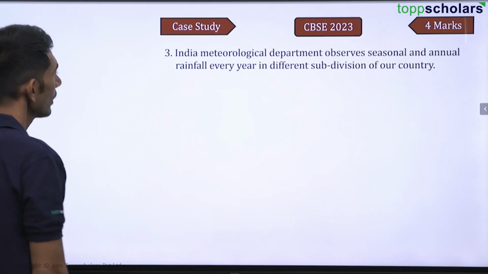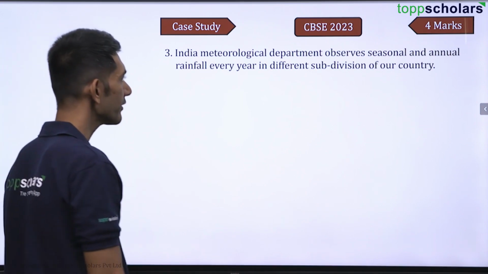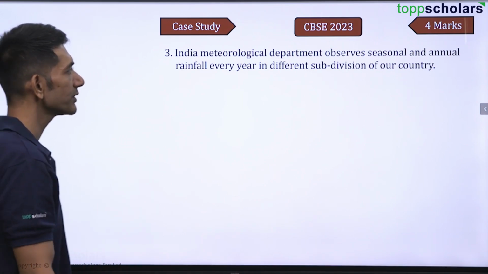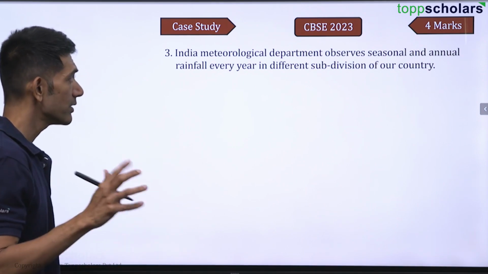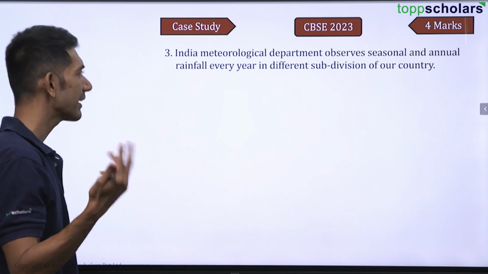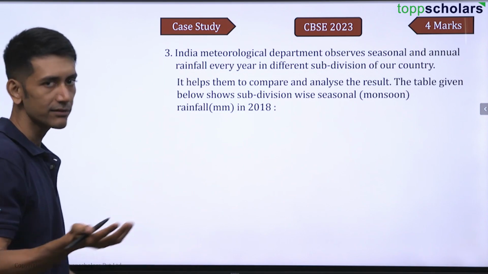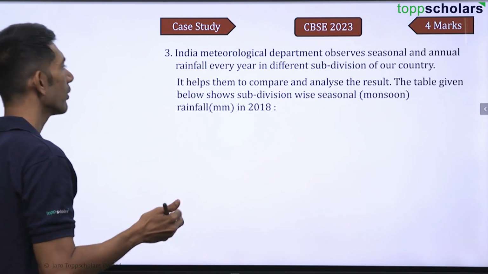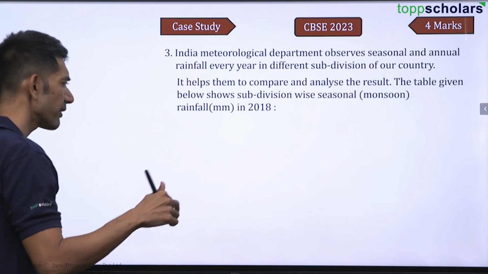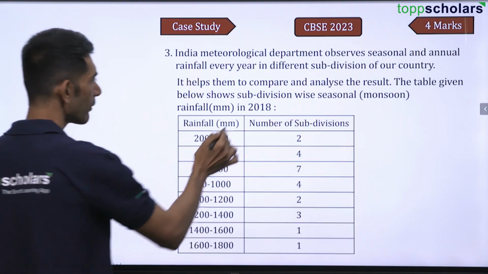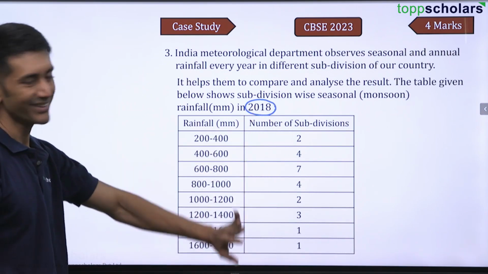Correct? Now there is a case study question. Let's try to understand this question. It says, India's meteorological department observes seasonal and annual rainfall every year. So there is a department, meteorological, which tracks the rainfall and the weather as well every year in different subdivisions. It helps them to compare and analyze the result, of course. And the table given below shows subdivision wise seasonal monsoon rainfall in 2018. So the data is about 2018.